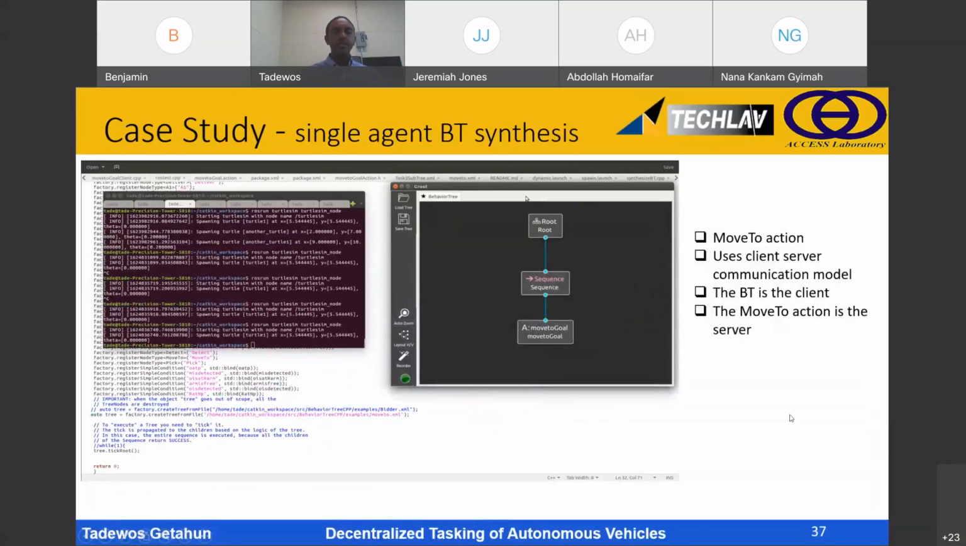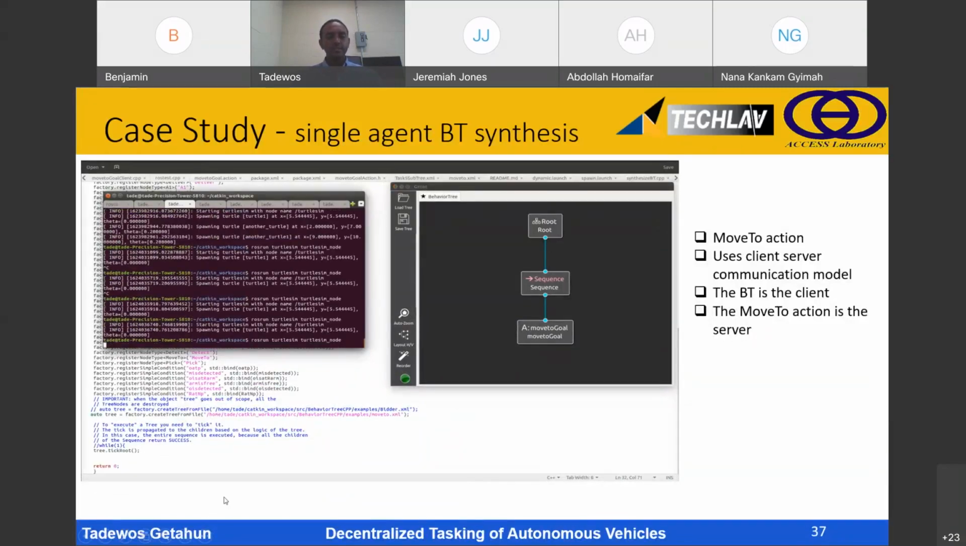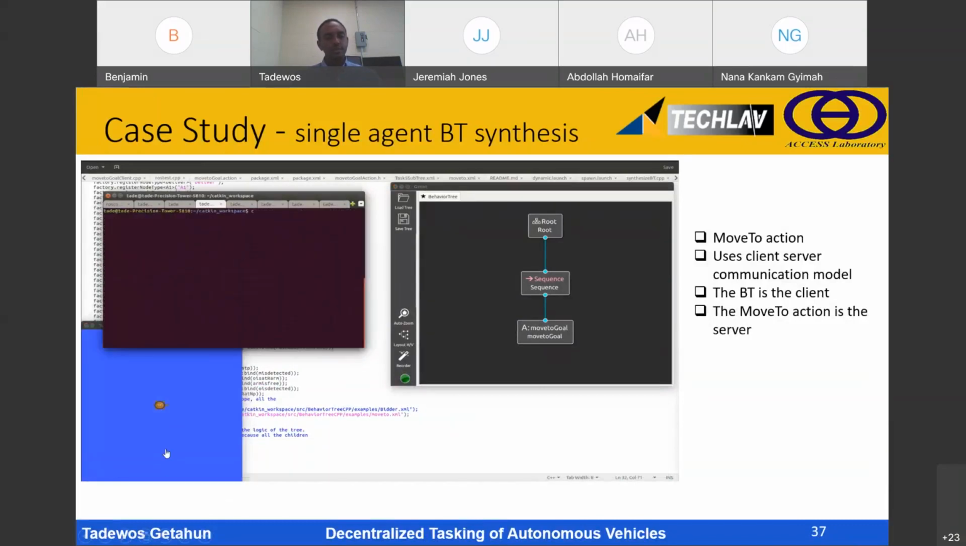Earlier I mentioned the server and client. The server is the action, and the client is the behavior tree. The behavior tree's task is just to trigger the right action. If the action is triggered, it performs the action. This is a simple case which I'm demonstrating. So we initialize a TurtleBot, we initialize the task, and now we are running the behavior tree.